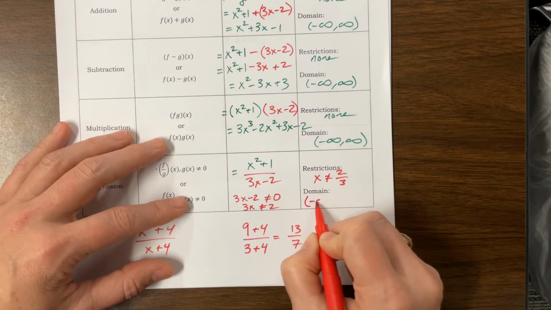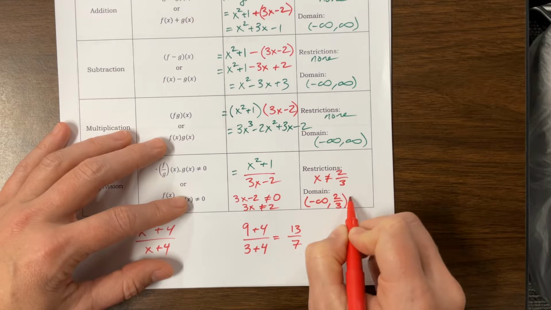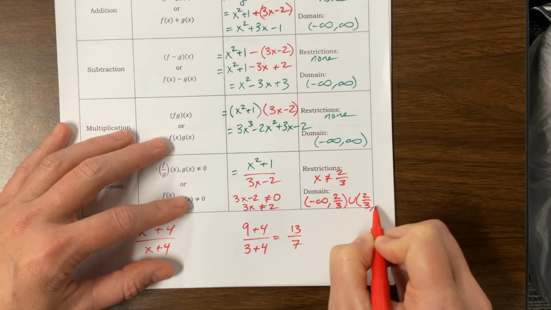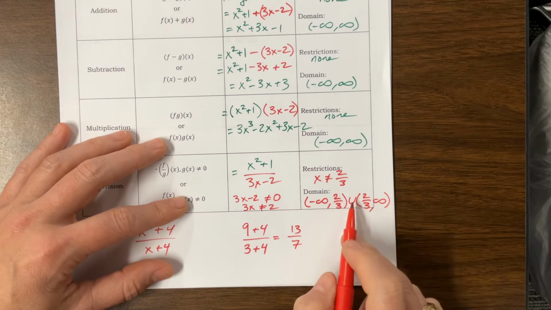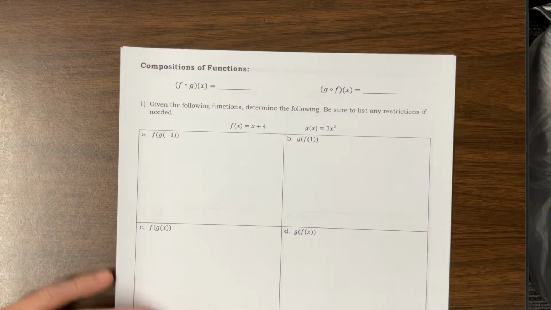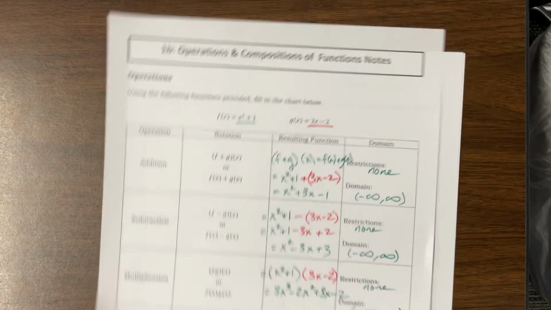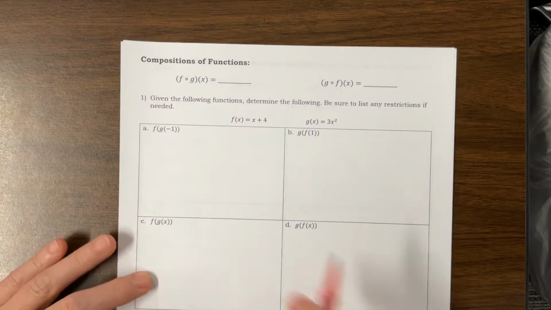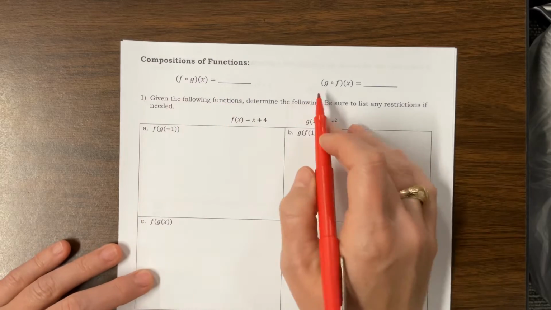Or we could say from negative infinity to 2/3, pick it up again on the other side of 2/3 and go to infinity. We're using soft brackets because it's everything in the whole wide world except 2/3. Okay, let's keep going. So these were operations. Now we're on to composition. This looks kind of like fog or golf, but it's not.